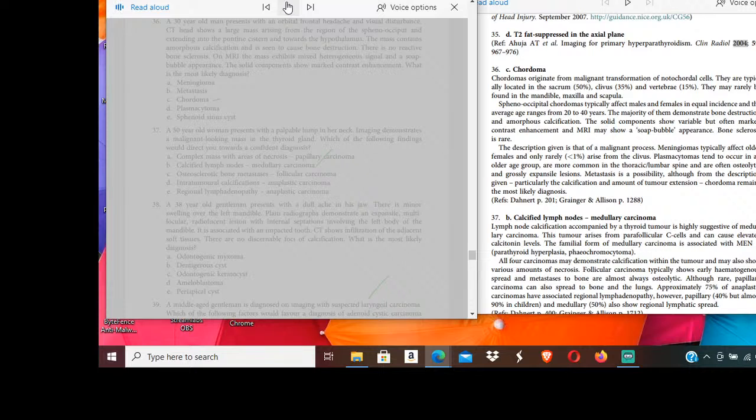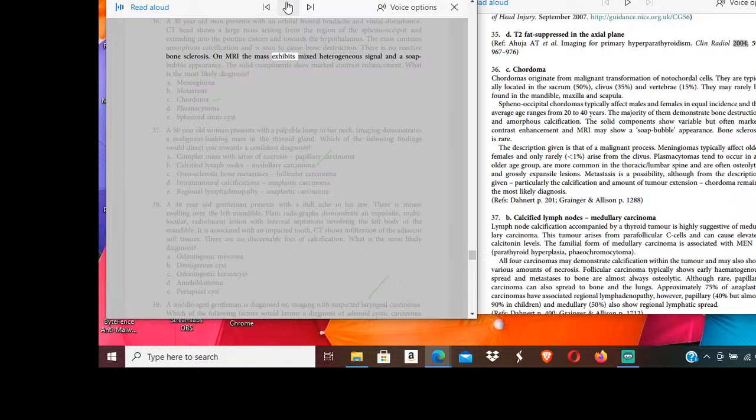36. A 30-year-old man presents with an orbital frontal headache and visual disturbance. CT head shows a large mass arising from the region of the spheno-occiput and extending into the pontine cistern and towards the hypothalamus. The mass contains amorphous calcification and is seen to cause bone destruction. There is no reactive bone sclerosis.